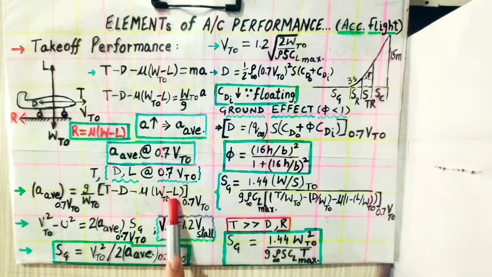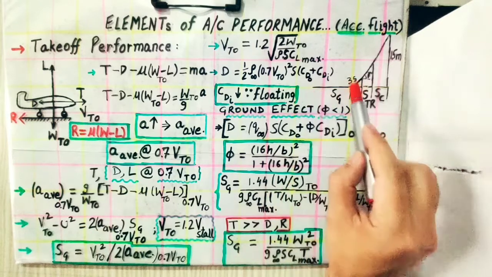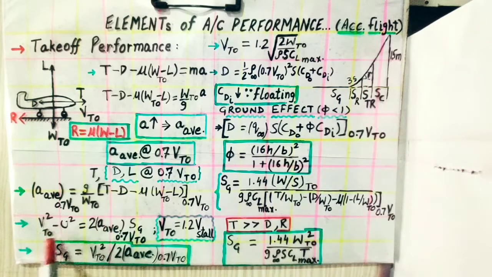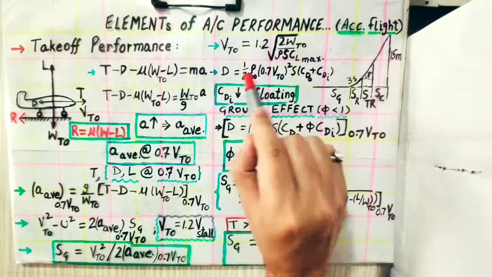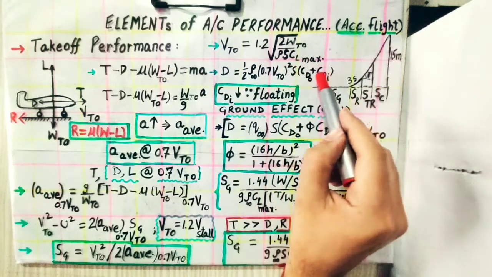Thrust, drag and lift are functions of v square, and we are taking them at 0.7 times v takeoff. And here from the equation of motion, v square minus u square equals 2as, we can substitute takeoff velocity square minus u square equals 2 times a average at 0.7 times v takeoff multiplied by the ground distance, this SG. Here u is 0 because it is starting from 0 velocity, and from here we get SG equals v square divided by 2 a average at 0.7 v takeoff. Here drag is half rho v square, that is 0.7 v takeoff squared, S, CD naught plus CDi.